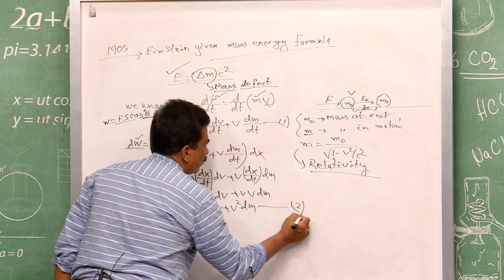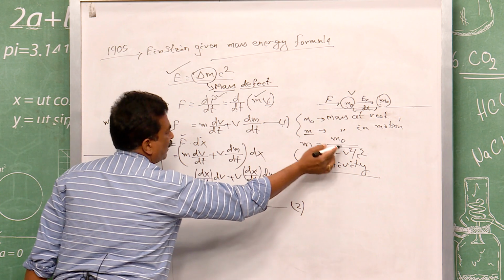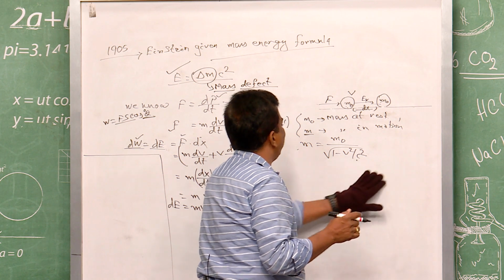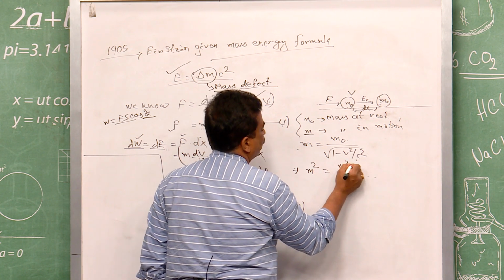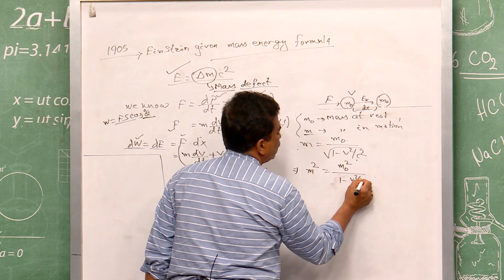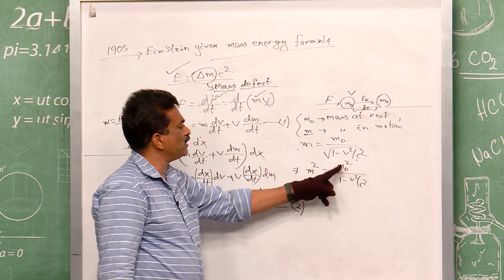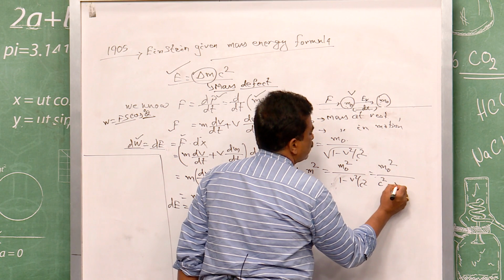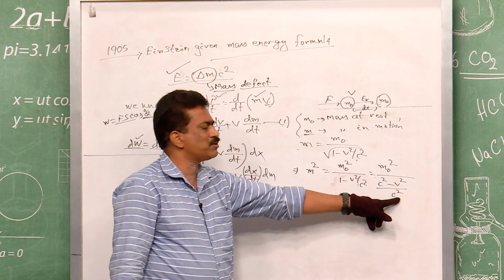Let us take this as equation 2. So, from equation 2, we know that m is equal to m0 by root over 1 minus v square by c square. If we square this, since the root is there, then m square is equal to m0 square by (1 minus v square by c square). So this is equal to m0 square by (c square minus v square) by c square. The LCM is c square minus v square by c square.